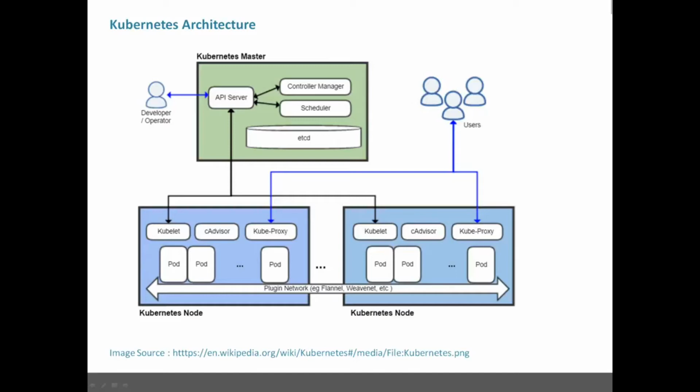So let me tell you something. Kubernetes works in a master client model. Basically, in a cluster, you will have a master server, which is referred to as the Kubernetes master. That server runs a couple of components. You can see on my screen, this particular server is running the API server, controller manager, scheduler, and etcd.